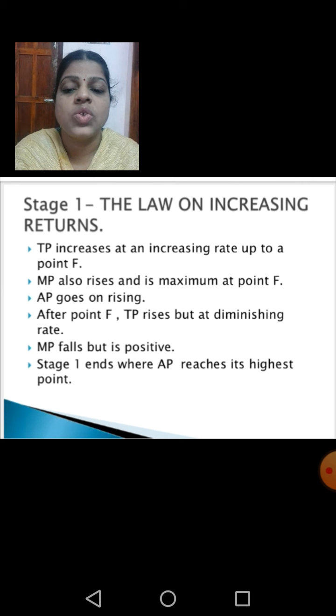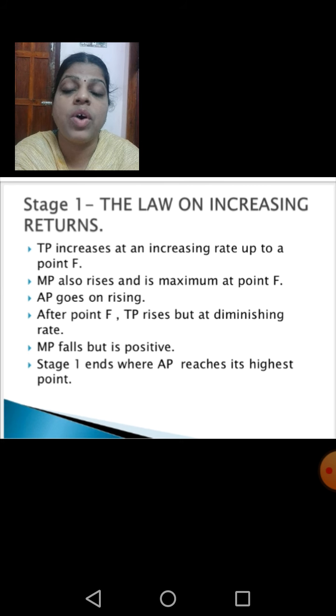So children, so far what have I discussed? The curves, the schedules, the TP, AP and MP relationships, and the last one about the different 3 stages also, and the first stage, stage 1, I have explained also. So whatever I have explained so far, I hope it's clear for you.